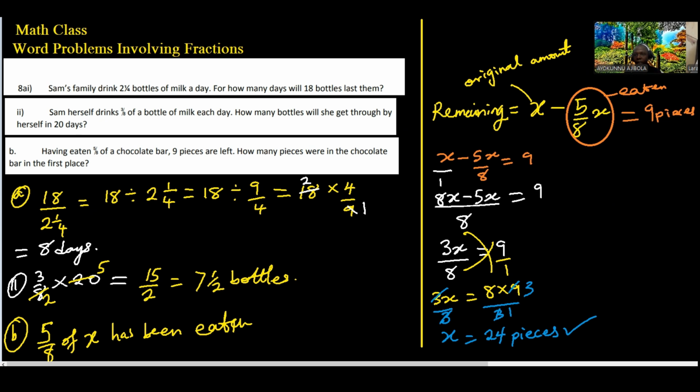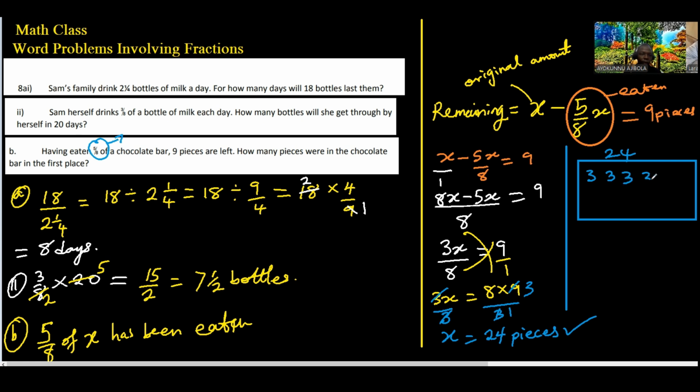But let us assume that they ask us to find how many pieces were eaten, because it was not mentioned. Is that clear? So the 5 over 8 simply means that you should divide 24 into 8 pieces and eat 5 portions. If you divide 24 into 8 pieces, each one will be 3, 3, 3, 3, 3, 3, 3, 3. Okay? So the portions are 3 each: 1, 2, 3, 4, 5, 6, 7, and 8.